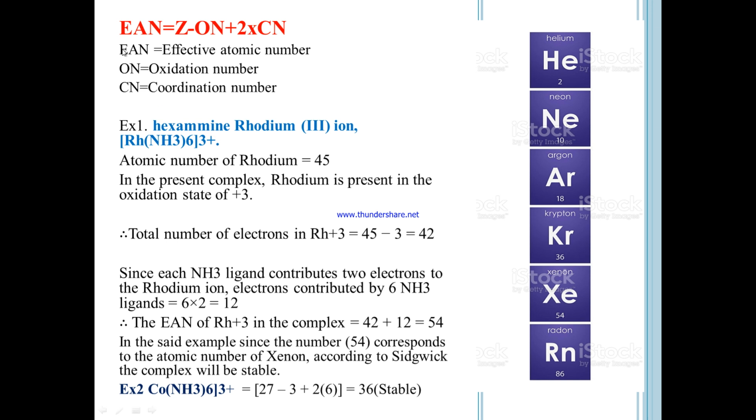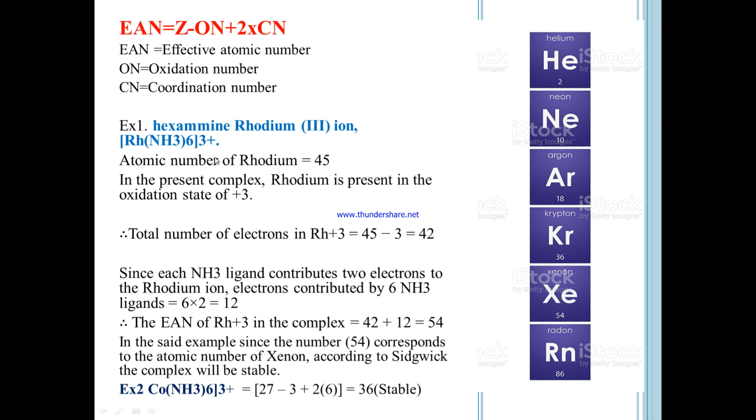So EAN is the effective atomic number, and it can be calculated by using the formula Z minus ON plus 2 into CN, where Z is the atomic number, ON is the oxidation number, and CN is the coordination number. This is the formula we use to calculate the EAN number. So now we will see the calculation, taking some examples.